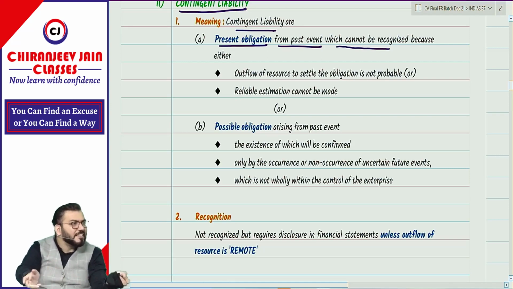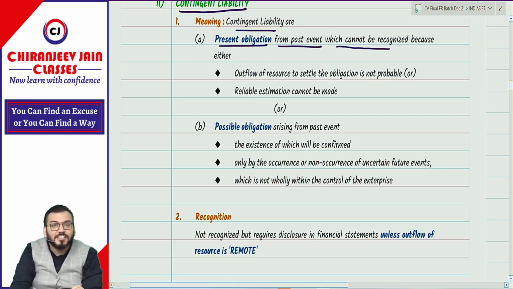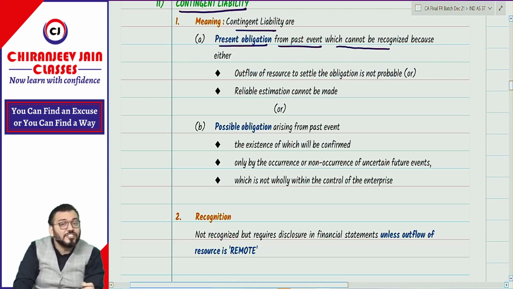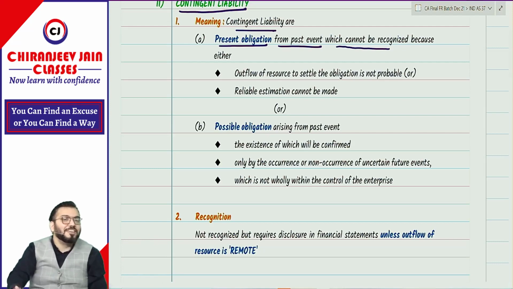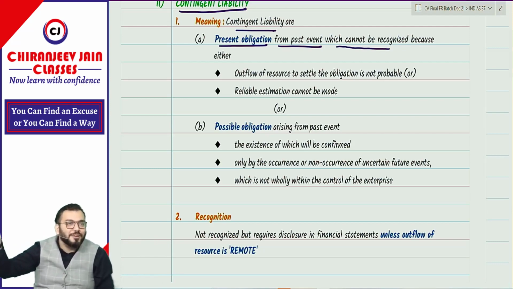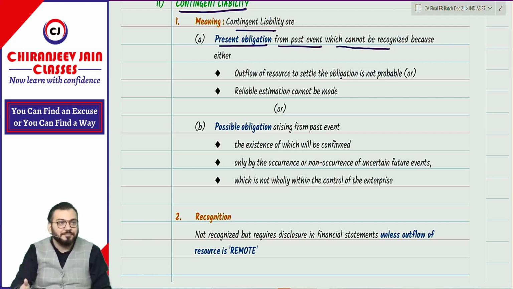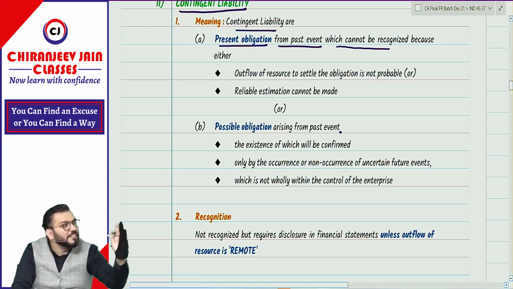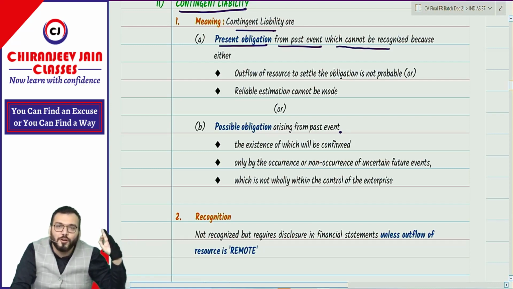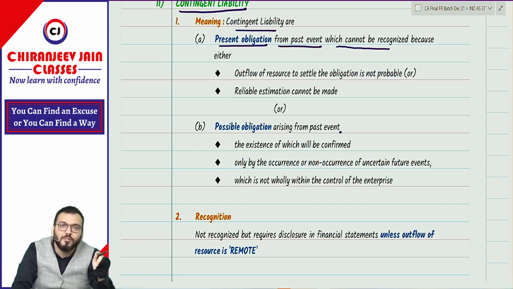But the exact definition is what? Possible obligation arising from past event, the existence of which will be confirmed by happening or non-happening of uncertain future event which is not within the control of entity. Already we have done the definition of contingent, but not required. If you have written this much, from examination point it is over, because all possible obligation arising from past event require disclosure as contingent liability.